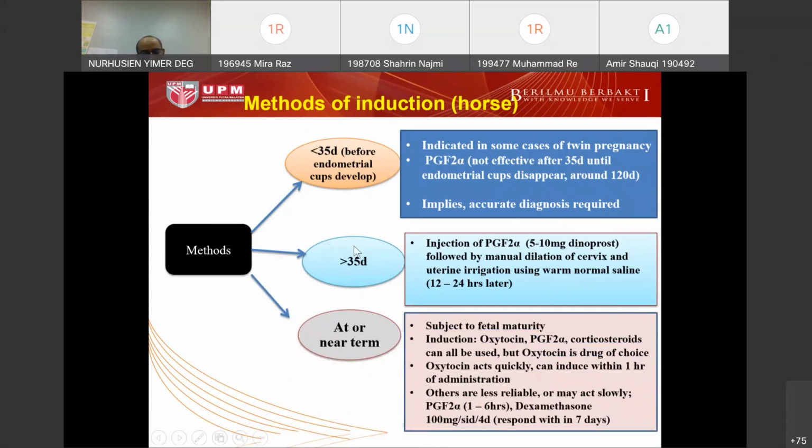The other time period is at or near term. It's already the due date, so this is obviously subject to fetal maturity. We hope that the fetus is fully mature. In this time period, you have the options of using oxytocin, prostaglandin, as well as corticosteroids. They can all be used, but the drug of choice during this time is oxytocin. The reason is that oxytocin acts very quickly and can induce parturition within one hour, compared to the other treatment options that we have.